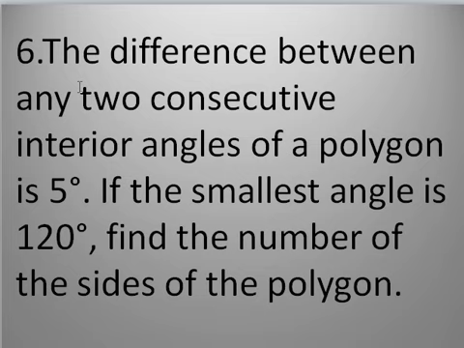So our common difference is 5, and our first term in this AP is 120, and we have to find the number of sides. So we know the value of A and D, and we have to find N. We need to have another equation to solve this, and that comes from geometry.